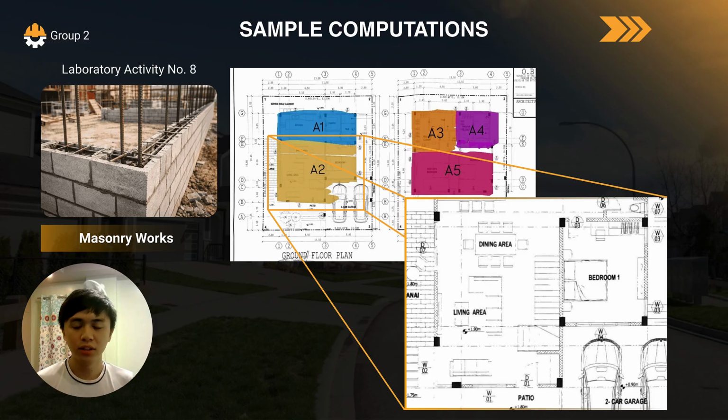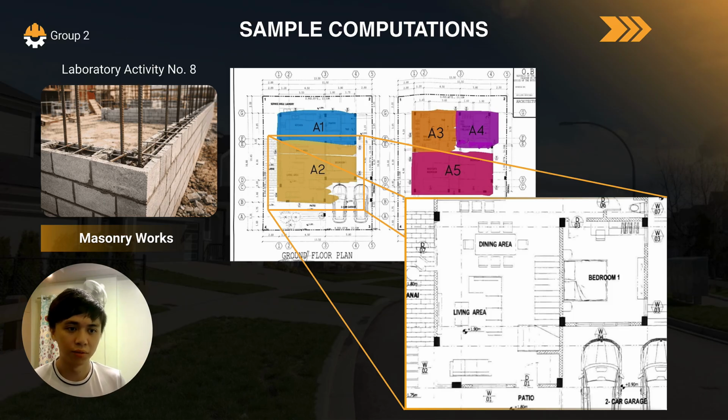So, with laboratory activity number 7 out of the way, let's move on to number 8, which is on masonry works. For this sample calculation, it was done by yours truly. Here we can see an image of the different walls for the house divided into A1, A2, A3, A4, and A5, involving both the first and second floors of the residential house. I was assigned in area A2.